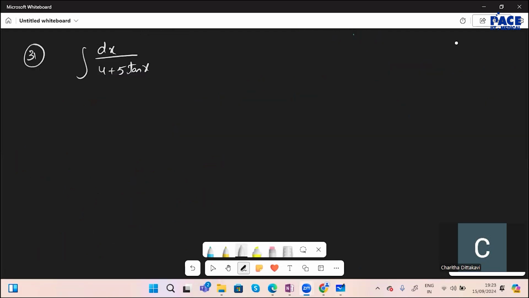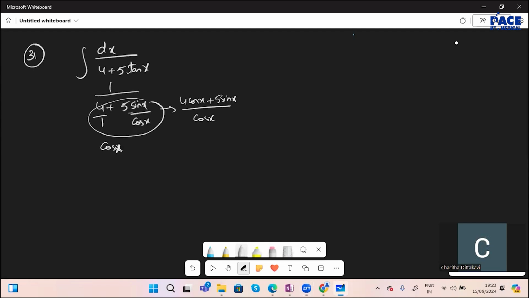Now this problem: dx by 4 plus 5 tan x. Can I just convert my tan x to sin x by cos x? So 1 by 4 plus 5 sin x by cos x. Taking the LCM, cos x will be the denominator: 4 cos x plus 5 sin x. Now 1 by the denominator is just a flip. So it is cos x by 4 cos x plus 5 sin x, integration dx.